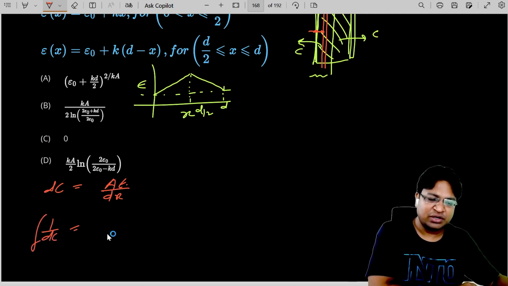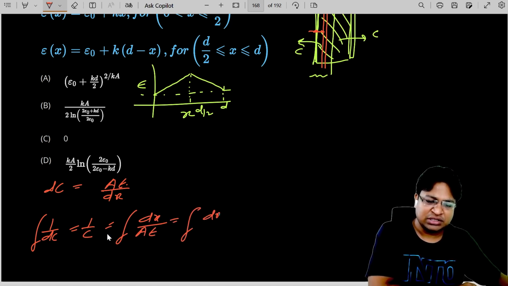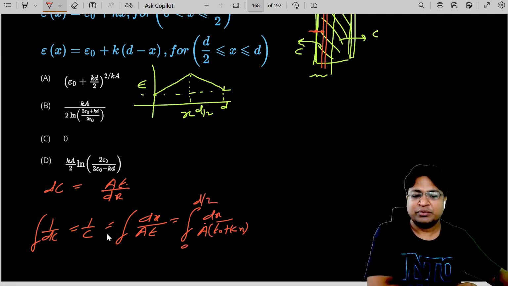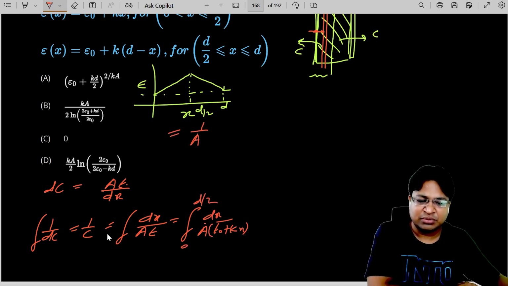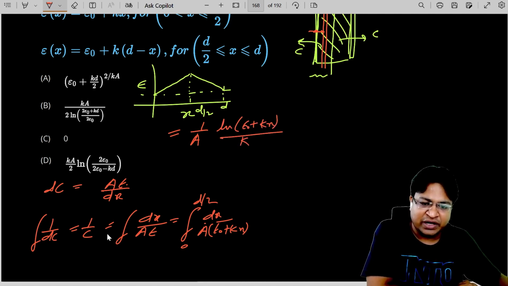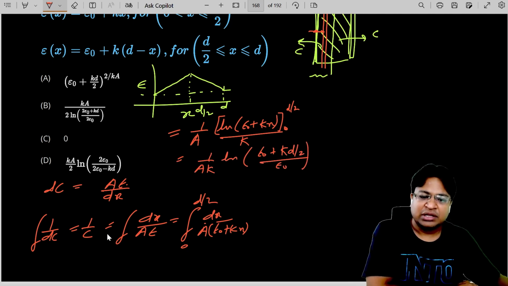So integration of 1 upon dC, that would be 1 upon C. So integration of dx upon A epsilon, and then epsilon will be replaced by epsilon naught plus kx. Okay, and this will go on from 0 to d by 2. So when you finish this, 1 upon A would be the common quantity. This will become ln of epsilon naught plus kx, divided by k, and the limit will go from 0 to d by 2. So it will become 1 upon Ak into ln of epsilon naught plus k into d by 2, divided by epsilon naught. So this is 1 upon C.